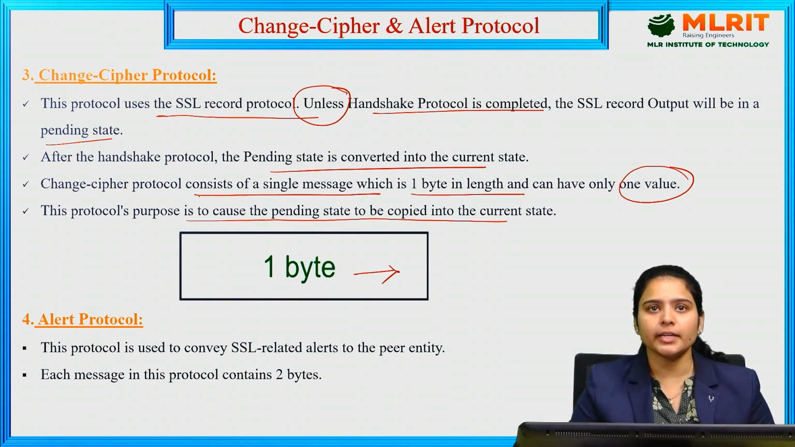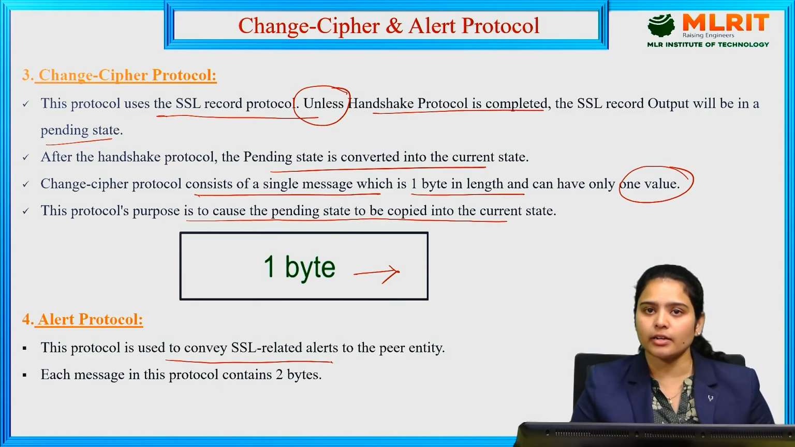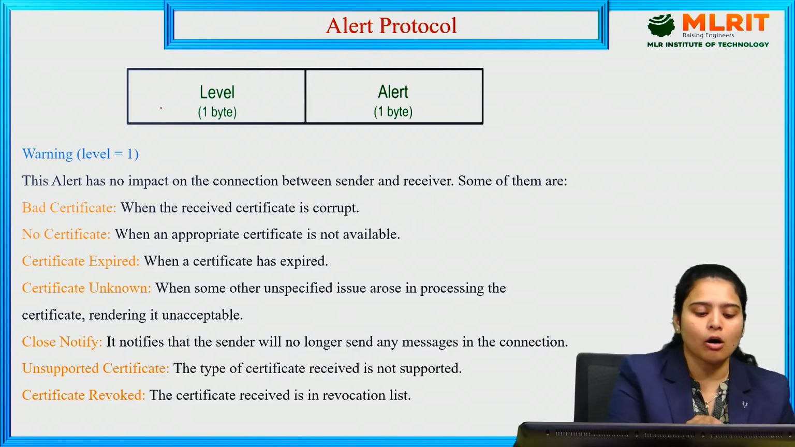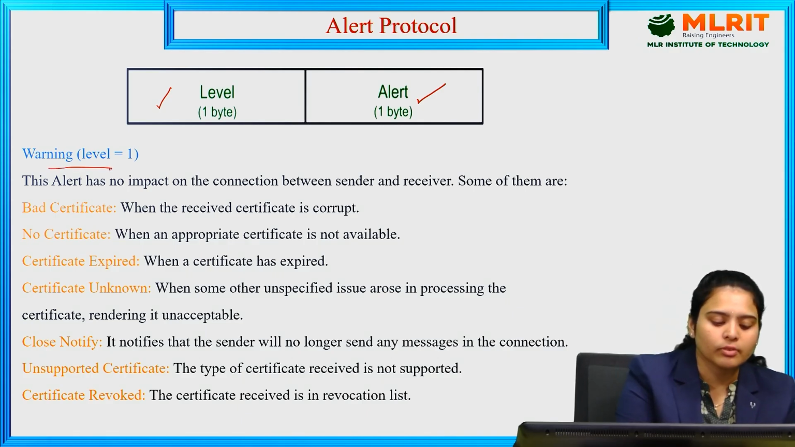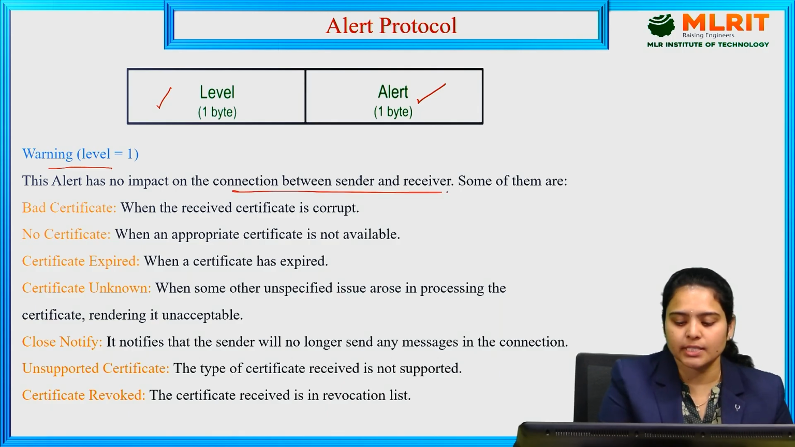Then the fourth one is the alert protocol. So what is done in the alert protocol? It is basically used to convey SSL related alerts to the peer entity. It mainly contains 2 bytes: one is the level, the first byte, and the alert, the other byte. Level equals 1 is the warning level. This alert has no impact on the connection between the sender and the receiver.